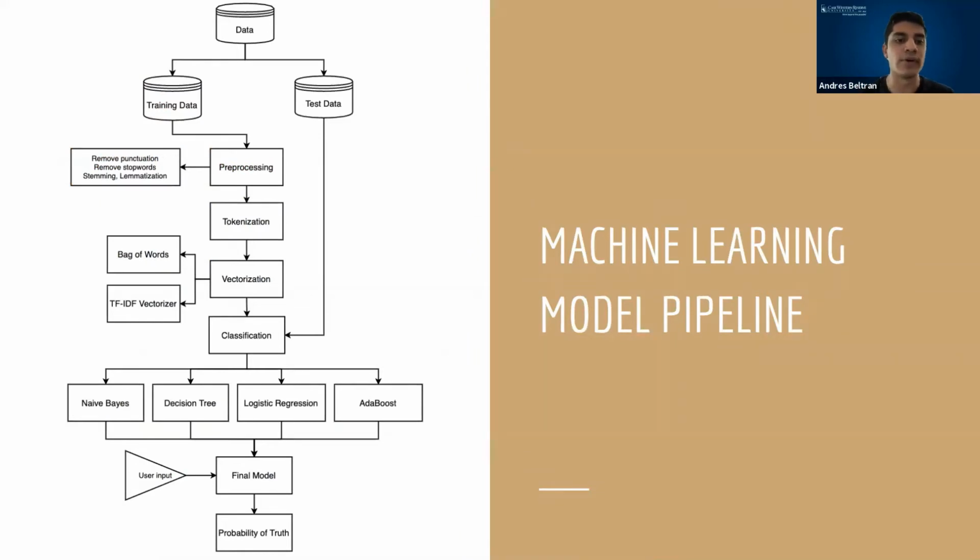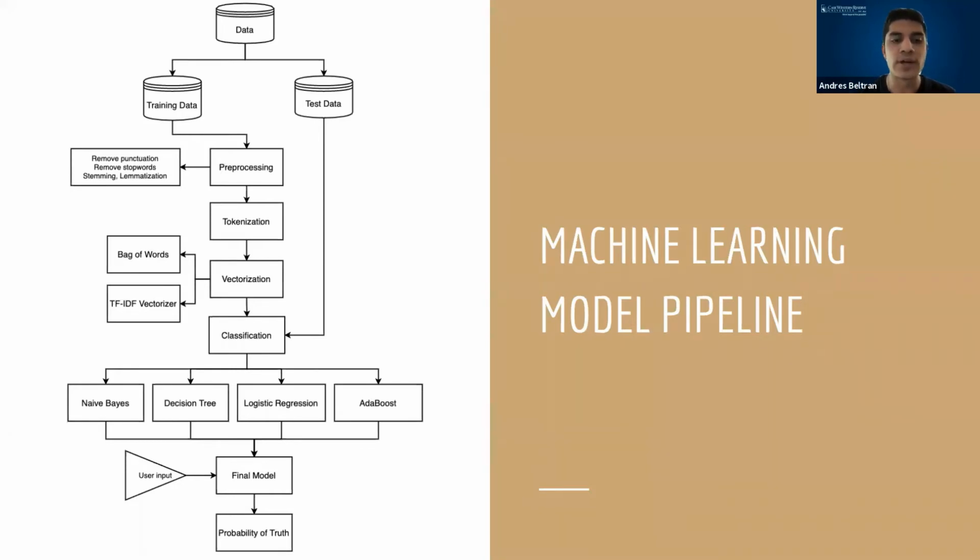This is a picture of our general model pipeline. We started with the data sets that we've collected, and we're going to talk a little bit more about them in the next slides. First, we have to split these data sets into training data and test data. We use the training data to pre-process it first using NLP techniques, natural language processing. After the data has been pre-processed, we continue to tokenize it. Then we vectorize it using two different mechanisms, a bag of words or count vectorizer, and a TF-IDF vectorizer.